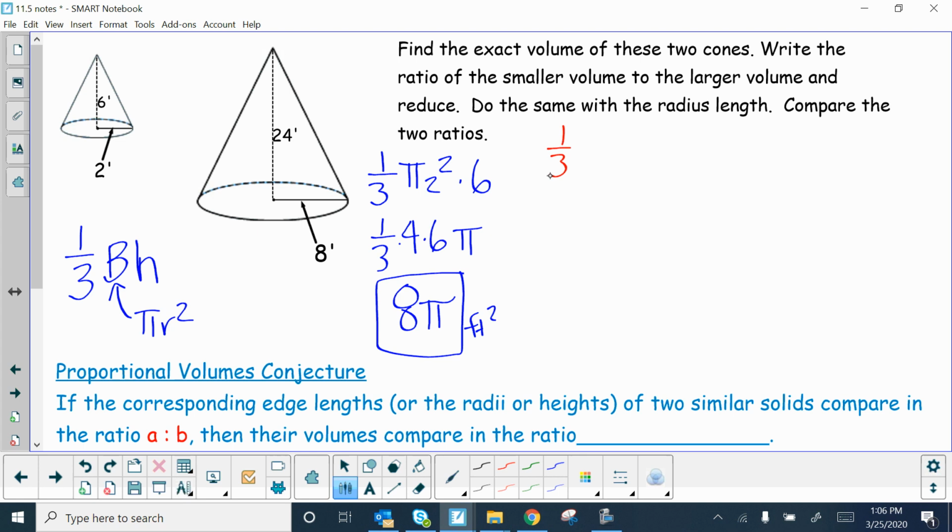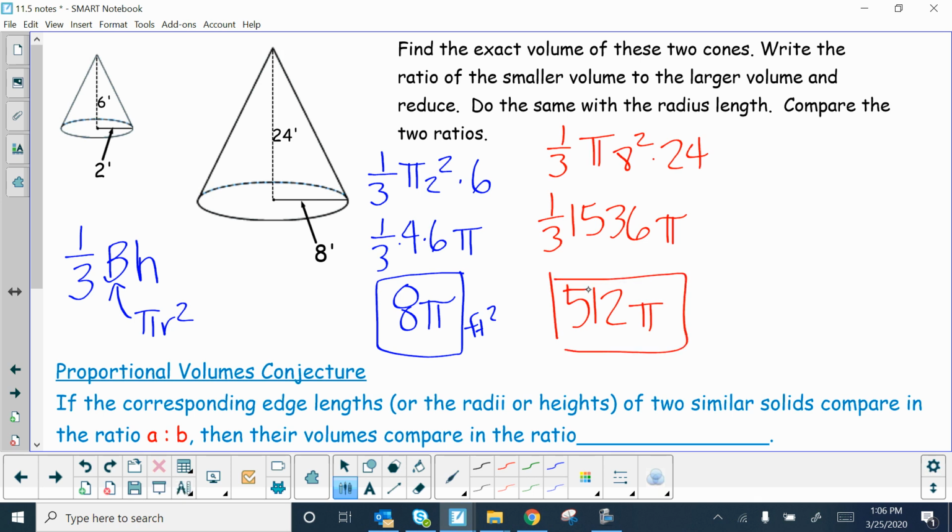So now let's do the volume of the large cone. 1/3 pi 8 squared times the height. Okay, so these are big numbers. I get my calculator. 64 times 24 is a big number. 1/3 times 1,536 pi. And then 1/3 of 1,536, I'm going to divide by 3, is 512 pi. So that's the volume of the big cone, and this is cubic feet. Oops, I wrote that wrong earlier.